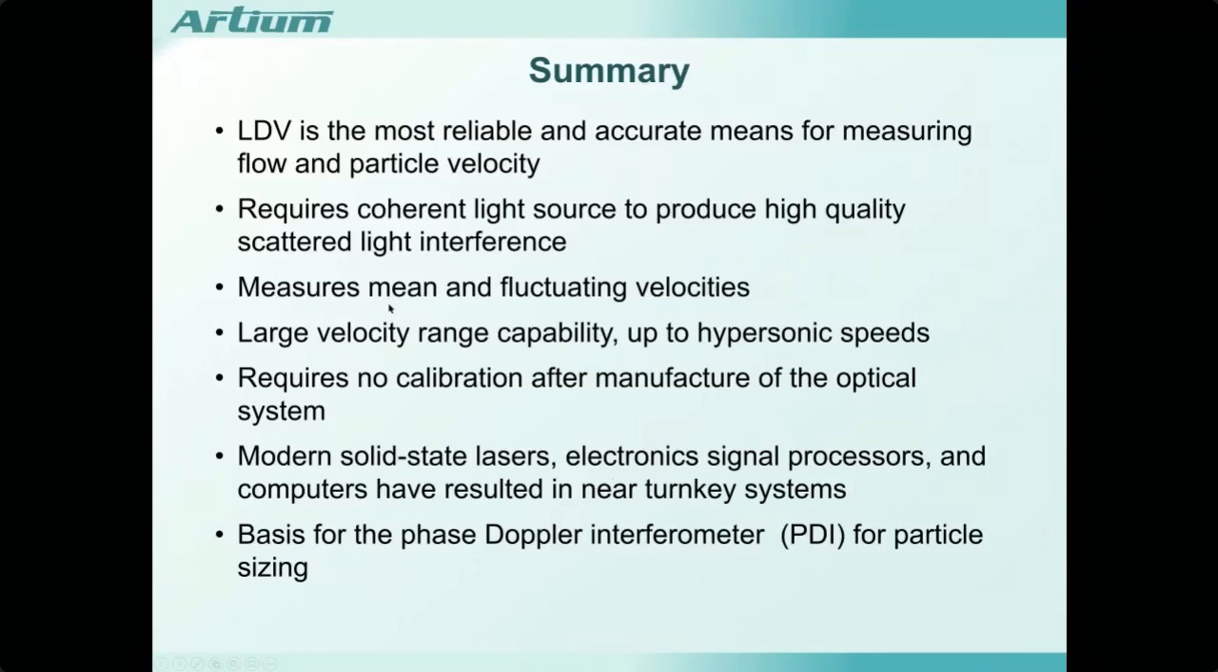The method allows us to measure mean and fluctuating velocities in highly turbulent flows. It has a very large velocity range capability, up to hypersonic speeds. It doesn't require calibration after manufacture, which makes it very convenient for the user. You don't have to worry about annual calibration shipments back to the manufacturer. The modern lasers, electronics for signal processing, and computers have really allowed us to approach turnkey systems. In fact, some of our systems are indeed turnkey.